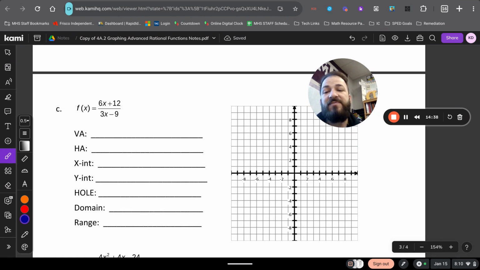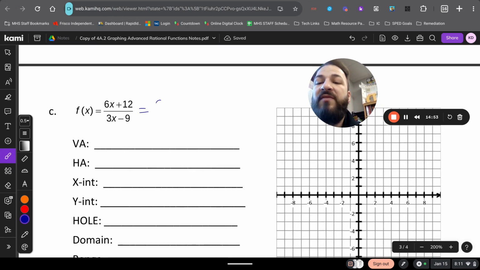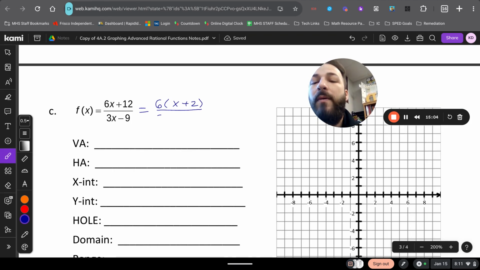Okay, so 6x + 12 and 3x - 9. Hopefully you're looking at that and you're like, oh, I could take some greatest common factors out. So for my top piece, 6x + 12, we could take 6 out of both of those terms. That would give us 6 and leave behind x + 2, over in the bottom 3x and negative 9. We could take a 3 out of both of those, and that would leave us with x - 3.